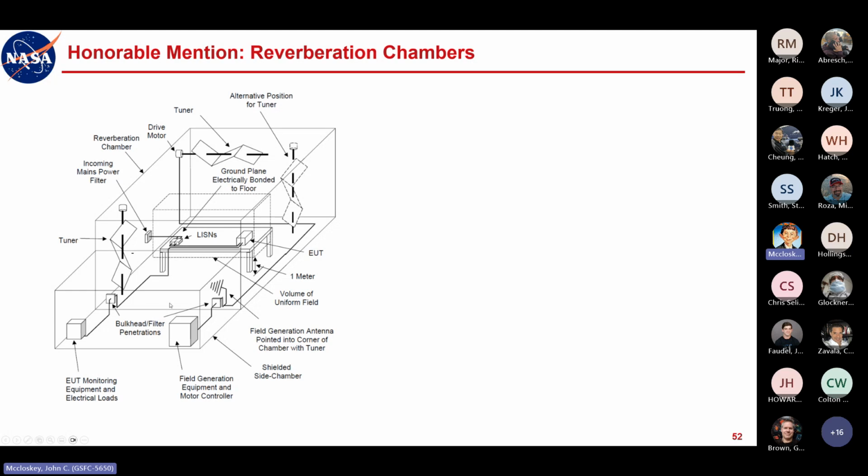Here's a diagram right out of the Mill Standard, but the chambers that I've seen pictures of, and the ones that I've actually stood in, have these paddles that will turn. Mode stirring is a term that's used. These paddles are turned in real time to stir up the modes and change the field distribution in the chamber as a function of time.